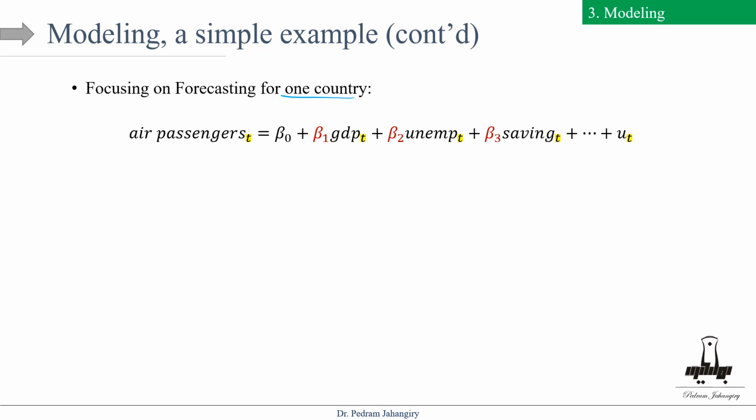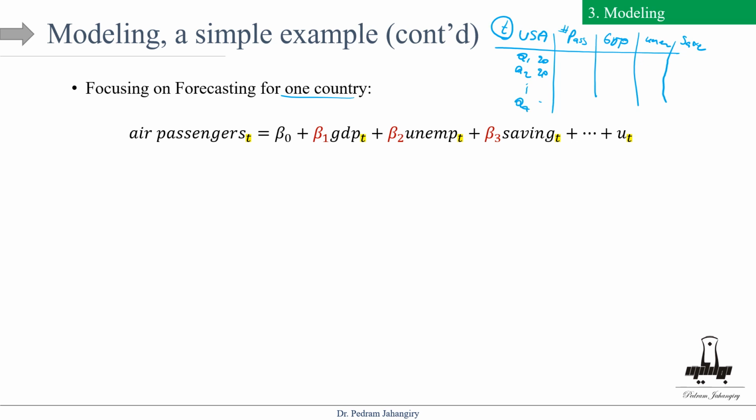So let's say to just one country. So let's say this is the data, USA, and then we have these things: number of passengers, GDP, unemployment, and saving. And we have, or no, this is time, right? Q1 2020, Q2 2020, and etc., Q4 2024. Okay, so let's say this is quarterly data.